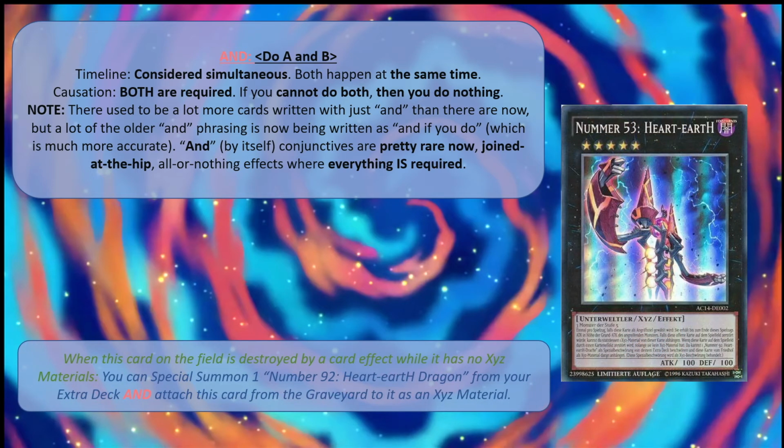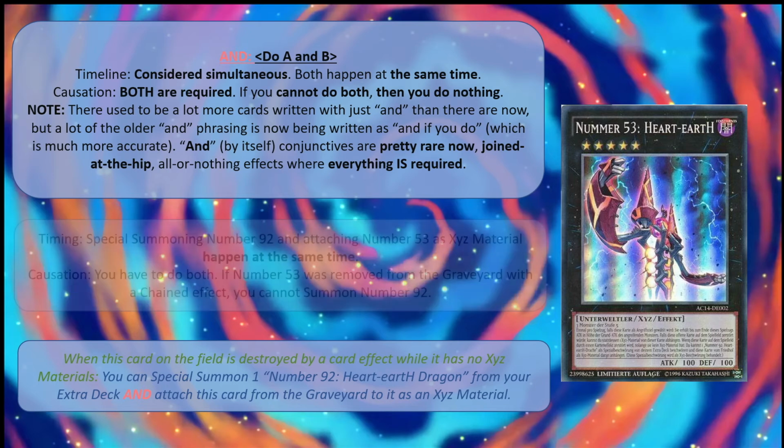So here, if we look at this card for an example, it says, when this card is on the field, it is destroyed by card effects. Well, it has no XYZ materials. You can special summon one number 92 from your extra deck and attach it to this card from the graveyard. So basically what it says is here, if my opponent removes it from the graveyard, I can't attach it and the whole effect doesn't go through.